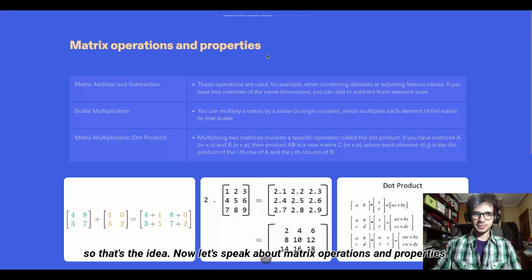Now let's speak about matrix operations.